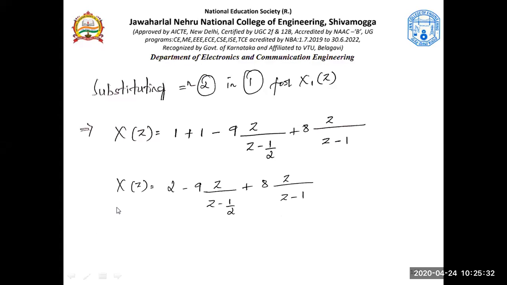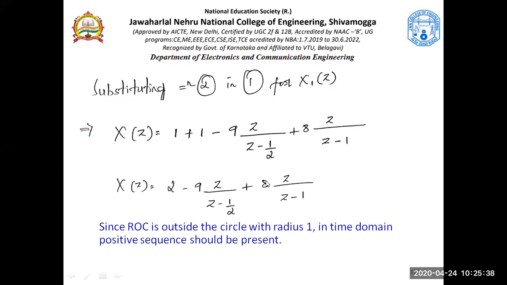The inverse z transform is 2 into delta of n. Here the ROC is needed. It is outside the circle with radius 1. The ROC is outside the circle with radius 1. So outside the circle with radius 1 means obviously it would be outside the circle with radius half. So a positive time sequence is what we get with this, and here also it would be a positive time sequence. So the inverse z transform of this with positive time would be half power n u of n for this, and for this it is u of n. So that is what is written here.